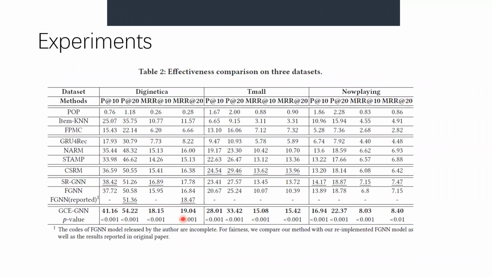And here are the results. Among all the baselines, you can see that SRGNN performs very well. So SRGNN is indeed a very strong baseline in this paper. And GCE actually beats all the baselines.